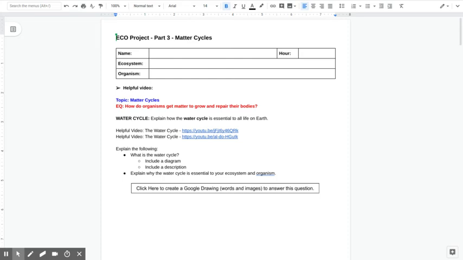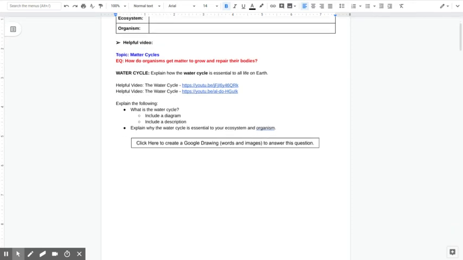Also, when you're doing this, you need to explain why the water cycle is essential for your organism and your ecosystem. So all these cycles are essential for survival, and you need to explain why each is useful in the ecosystem and for your specific organism.